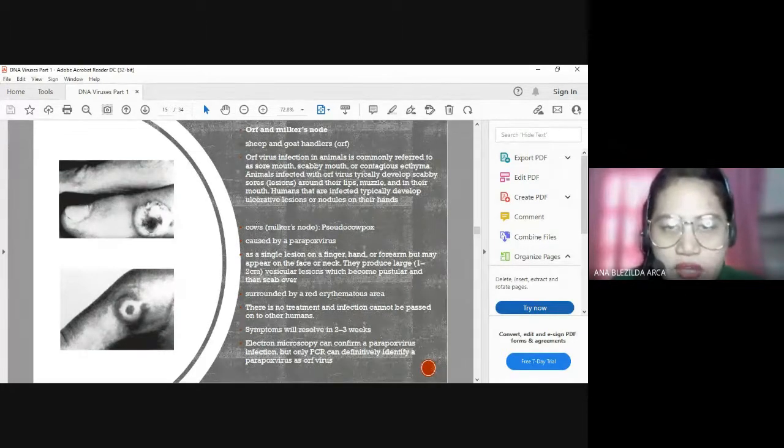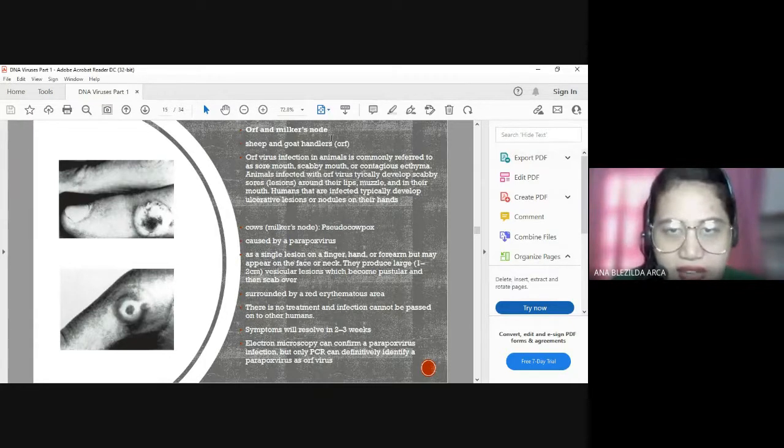So, kapag naman sa cow, sa cows or milker's node, ang tawag naman doon ay pseudocowpox infection. So this is being caused by the Parapoxvirus. So you're going to have a single lesion on a finger or hand or forearm, but it may also appear on the face and neck. So malaki ang kanilang mga lesions, about 1 to 2 centimeter vesicular lesions. So ganun pa rin, meron kang mga pustules na makikita, and then the scab will form. Kapag nawala na yung scab, hindi ka na infectious.